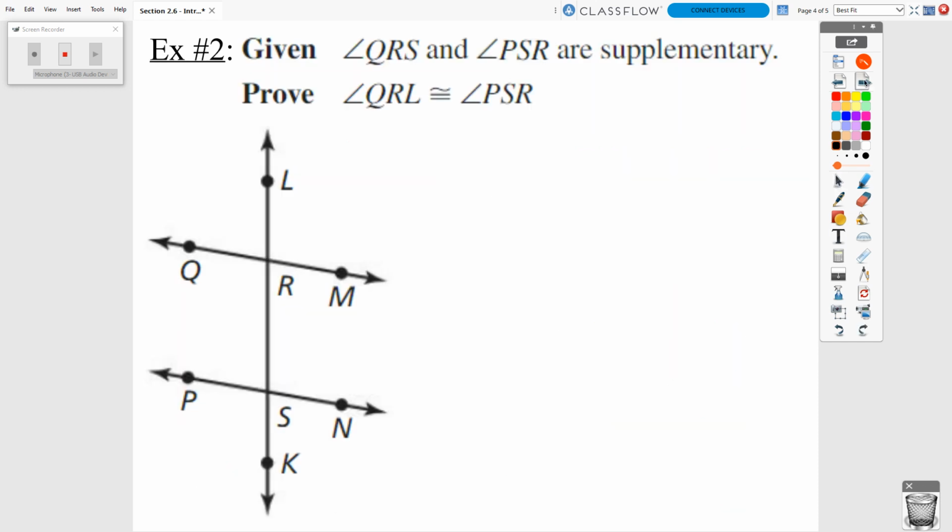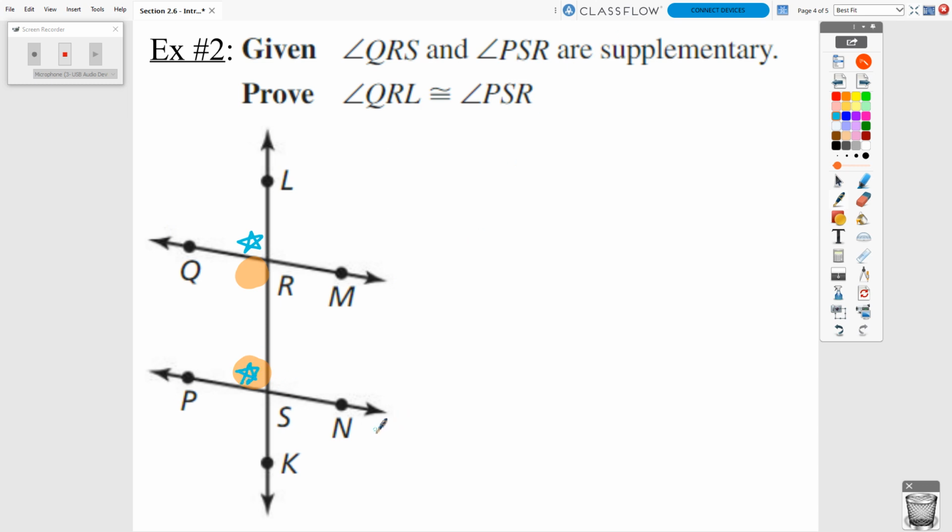All right, a second example. Angle QRS and PSR are supplementary. So let's find in our picture where that's at. QRS, so really we're talking about this angle right here and angle PSR. So really they're talking about this angle right here. Okay, so let me get rid of that. So really we're saying this angle and this angle are supplementary to each other. And what we want to prove is that angle QRL, which is this angle QRL, is congruent to angle PSR, which is one of those supplementary angles.